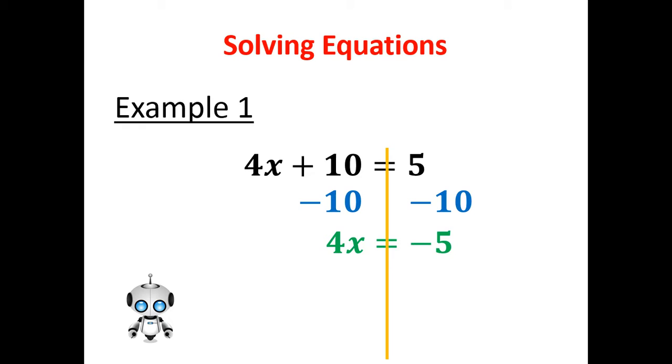Our next step, on the left hand side, 4 times x. We see a times 4. To get rid of it we divide 4. On the right hand side we must divide 4 as well. On the right hand side, negative 5 divided 4 is written as negative 5 quarters. Back on the left hand side, 4 divided 4 cancel to 1, leaving 1x, so x is equal to negative 5 quarters.